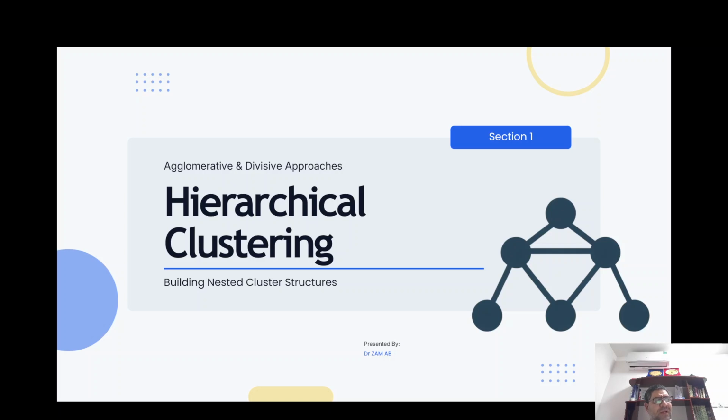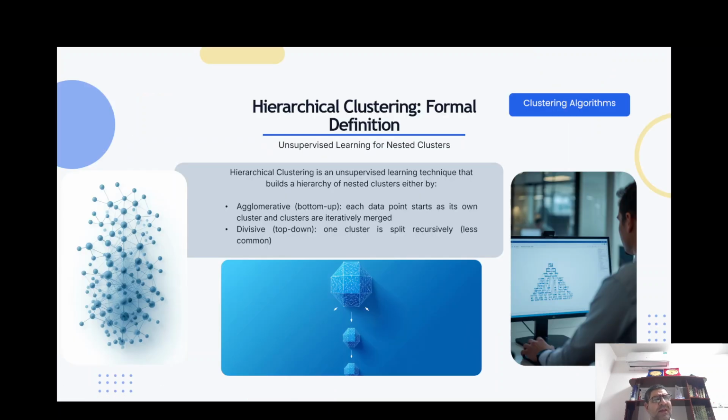So agglomerative and divisive approaches are there. Hierarchical clustering: this is not the first time. Probably we are just hearing the name clustering. We have discussed it in quite a detail before. First of all, what is hierarchical clustering? We'll explain this. It is an unsupervised learning technique for nested clustering. So hierarchical clustering or nested clustering.